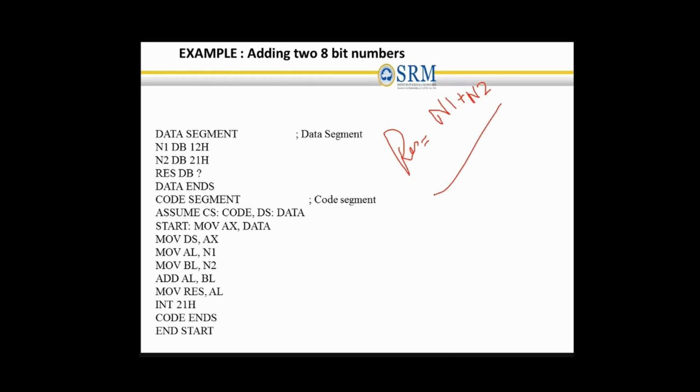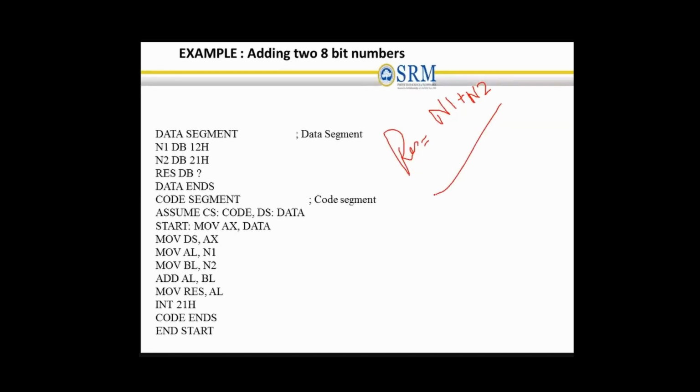Write the algorithm, I mean the steps. What are the things to be followed? If you know the steps, very easily you can write the coding. In C language, if I'm giving result equal to N1 plus N2, the first thing you will do is declare N1, N2 and result. Next, you will assign values for N1 and N2.